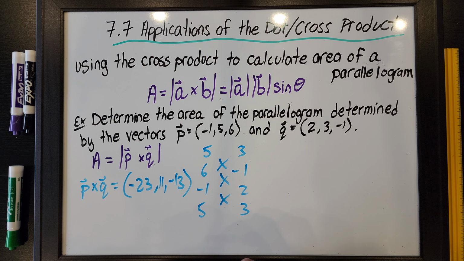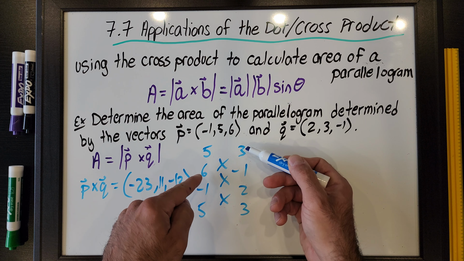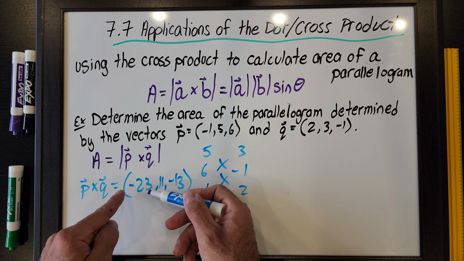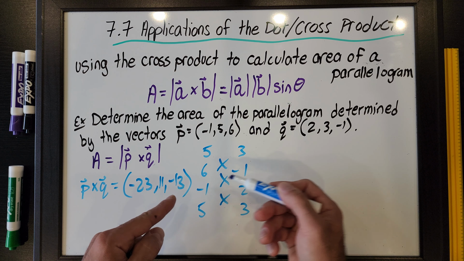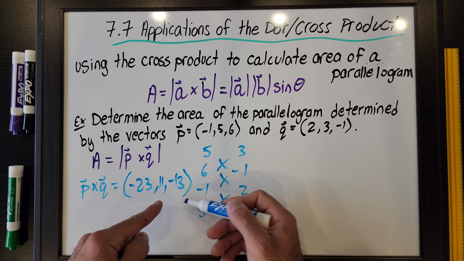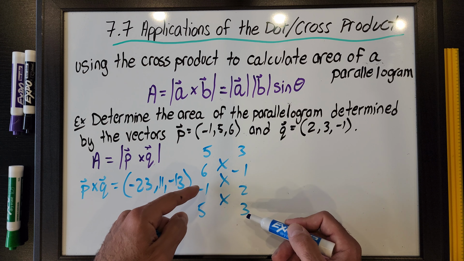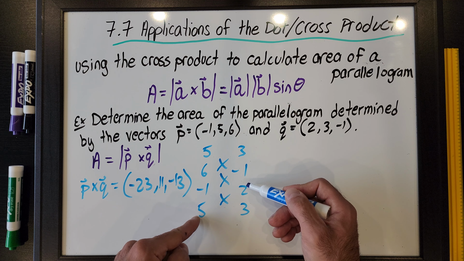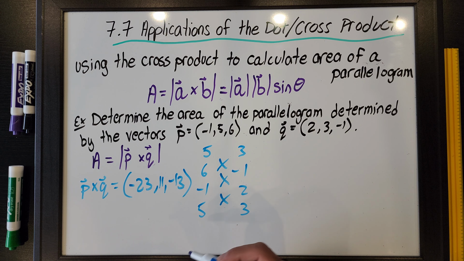Now I have to find the magnitude of this, and just in case we're confused, this is -5 minus 18 is -23, 12 minus -1 is 11, and finally -3 minus 10 is -13. Okay, so I like doing it this way. If you want to do it the formula way, you can.